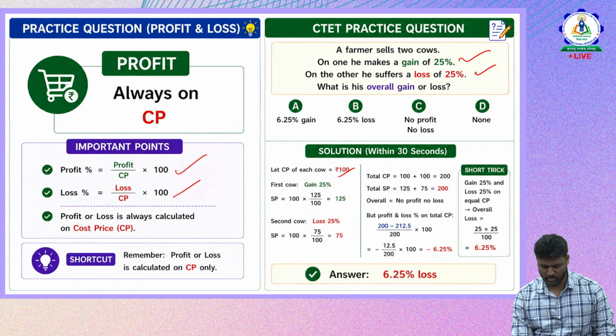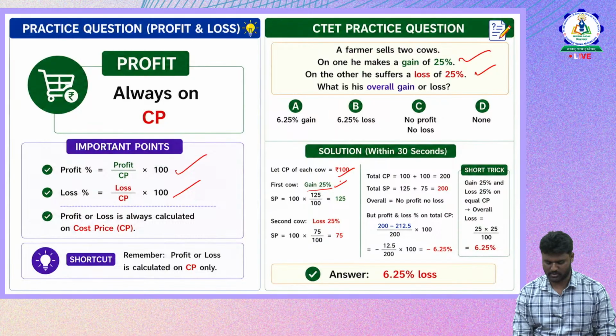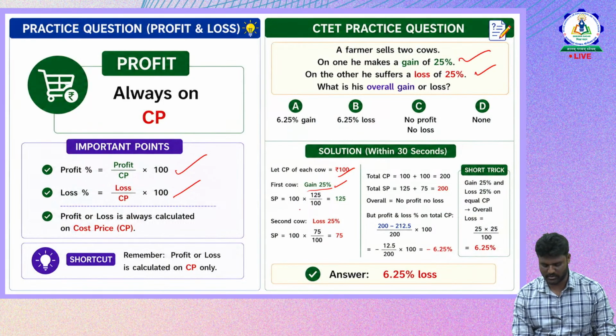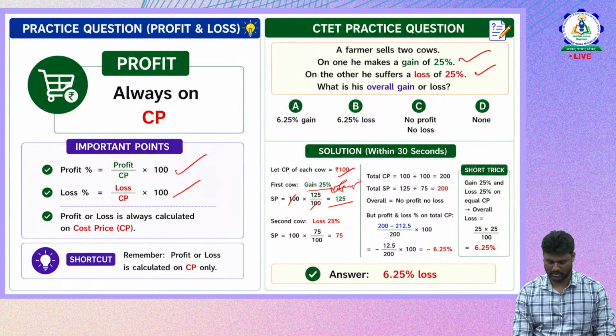For the first cow, how much gain did he get? 25%. So what will become the selling price here? 100 into 125, that is the gain, so 100 plus 25, that becomes 125 by 100. When you simplify this, we'll get the selling price as 125. So that is for the first cow.